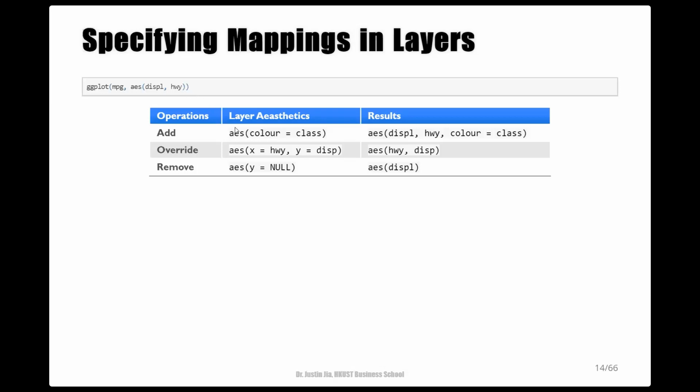If we then map different variables onto x and y in a subsequently added layer, the new mappings will override the common mappings in determining the x and y aesthetics of geometric objects in this layer. We can also remove an existing mapping for a layer by overriding its value with null.